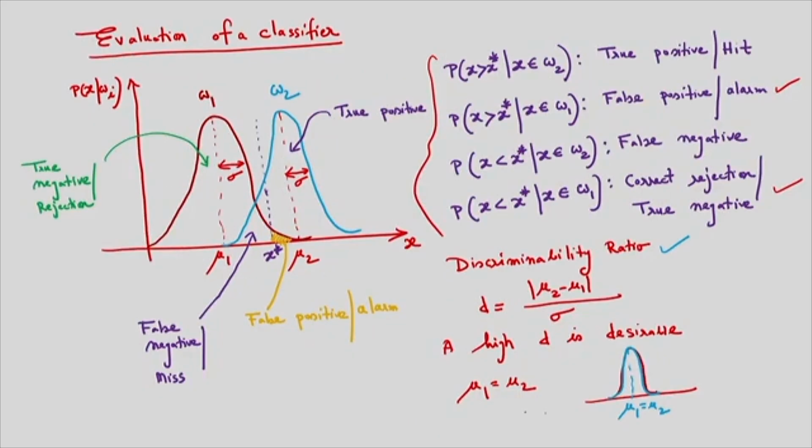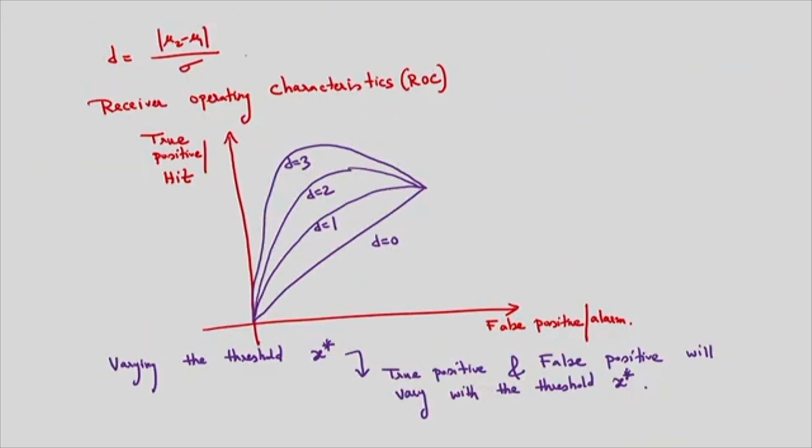In my previous slide I have shown this threshold. Based on this threshold, I can adjust the true positive, meaning the hit probabilities, and also the false positive, meaning the alarm probabilities, which depend on the threshold x star. So here, based on the discriminability ratio, I am plotting the ROC curve. This curve is nothing but the ROC, the receiver operating characteristics. I have already explained this concept in my previous classes, but in this case I am using the Bayes decision theory to explain it: how to determine the performance of a classifier.